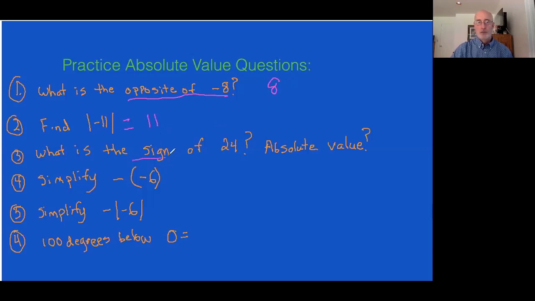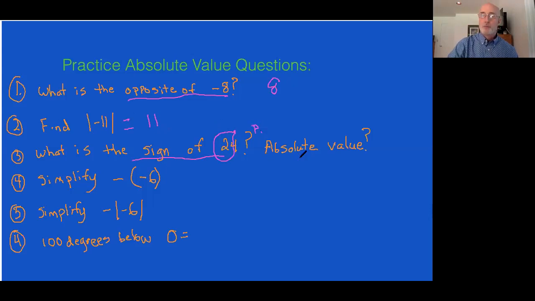What is the sign of 24? This one's asking, number 3, what's the sign of 24 here? And sign has to do with whether it is positive or negative. In the case of 24, you'll notice there's no negative here. So its sign is just positive. You might just put positive, okay?